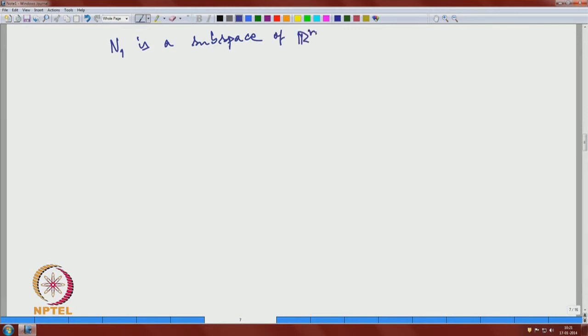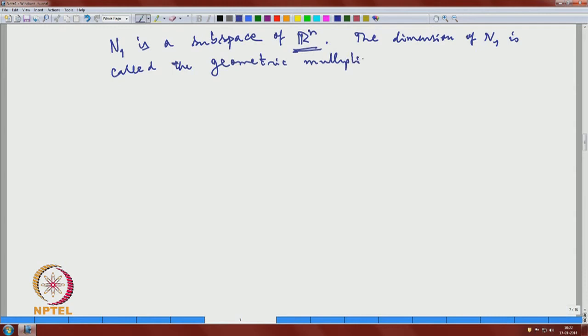In case of a complex eigenvalue, we take the real and imaginary parts of the eigenvector and still we get a subspace of Rn. That is important, that you keep in mind. The dimension of N1, as a subspace, is called the geometric multiplicity of lambda.